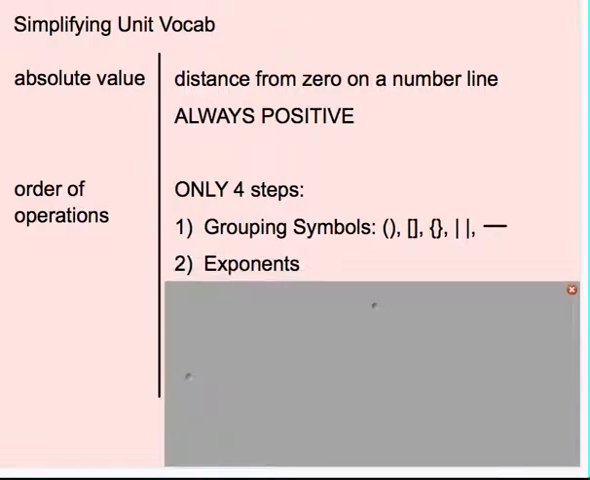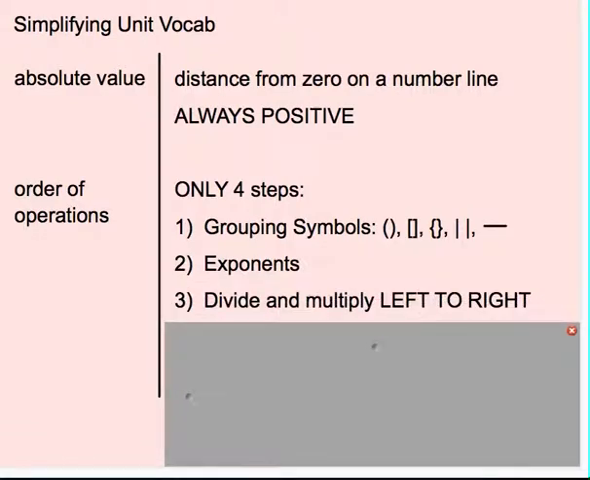The second step is the only part of PEMDAS that is actually accurate, and that is exponents. The third step is not multiplication. It is division and multiplication, left to right. Most students, when they see an order of operations problem, if they use PEMDAS, they think they have to multiply before they divide, and that is not always the case.